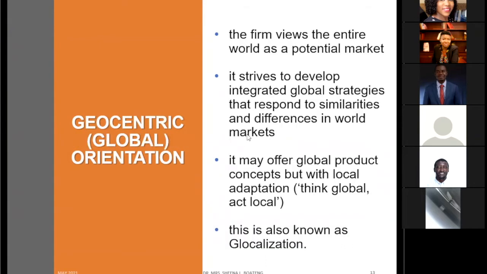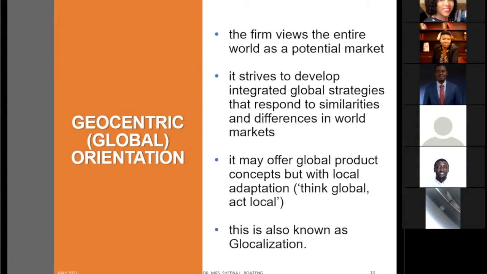And then finally, we can talk about the geocentric or the global orientation. And here the firm will choose not to divide the world into individual markets, not to think of their home country as superior, and not to divide it into regions, but rather see the entire world as a potential market. So here they will try to develop and integrate their global strategies to respond to the similarities and differences in world markets, rather than looking at it in terms of regions and countries and individual markets.